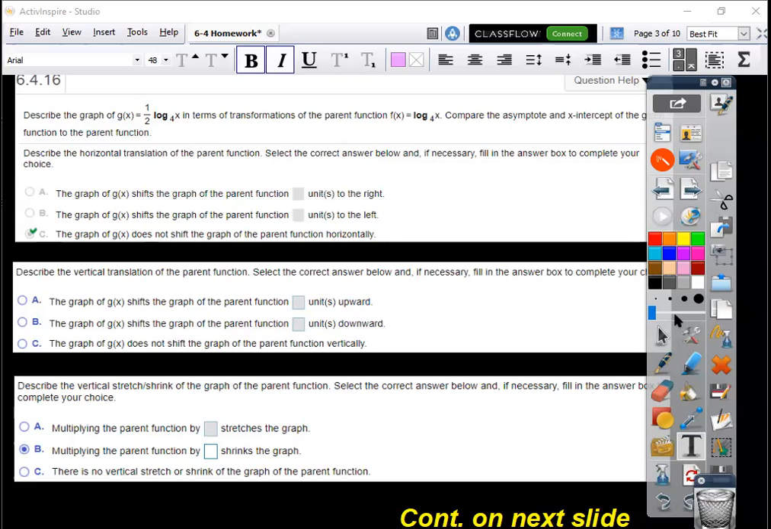And they want to compare how that would be changed compared to the just plain parent graph log base 4 of x. So the only thing different is the 1/2 in front. And that's just a vertical stretch.